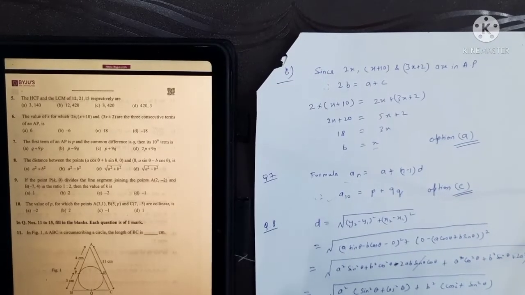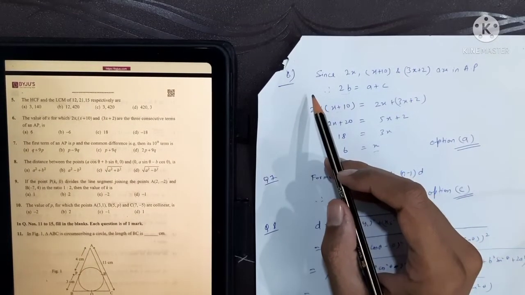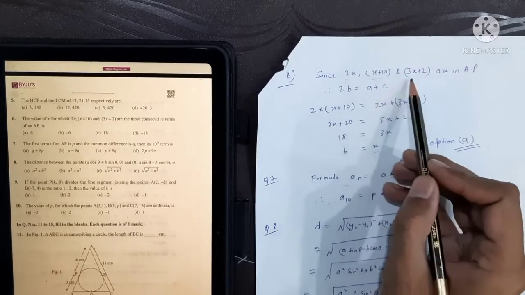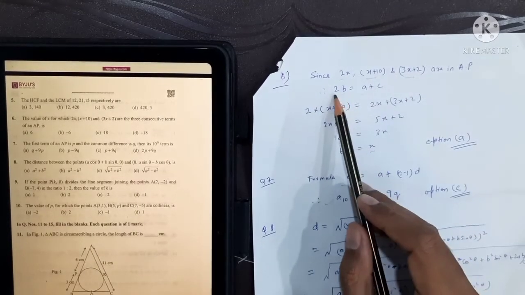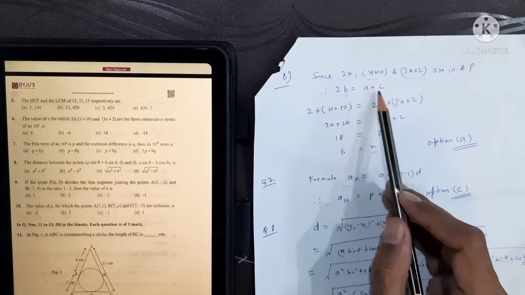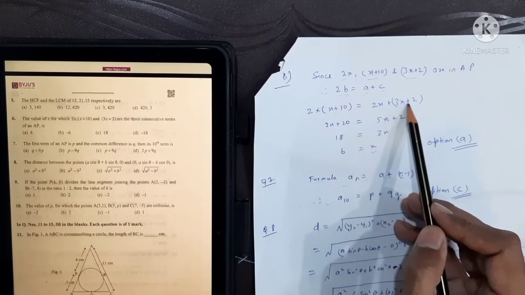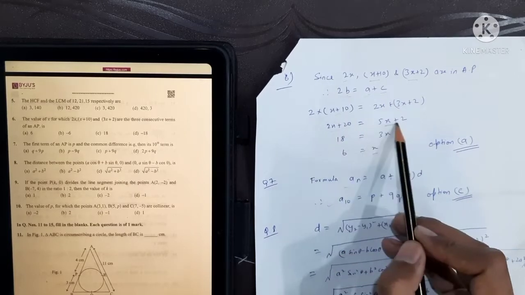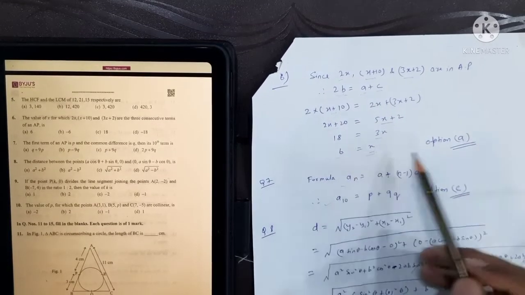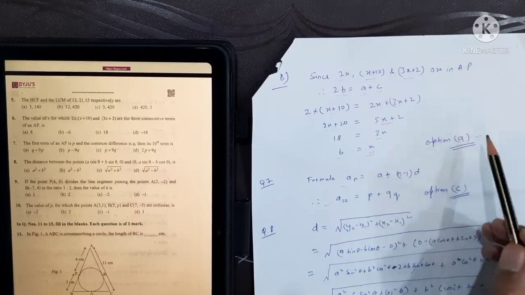For question number 6, these 3 numbers are in AP. So we know that twice of middle term is equal to sum of first and third term. Substituting these values in the equation we get this equation, and on solving we get x is equal to 6. So option A is correct.